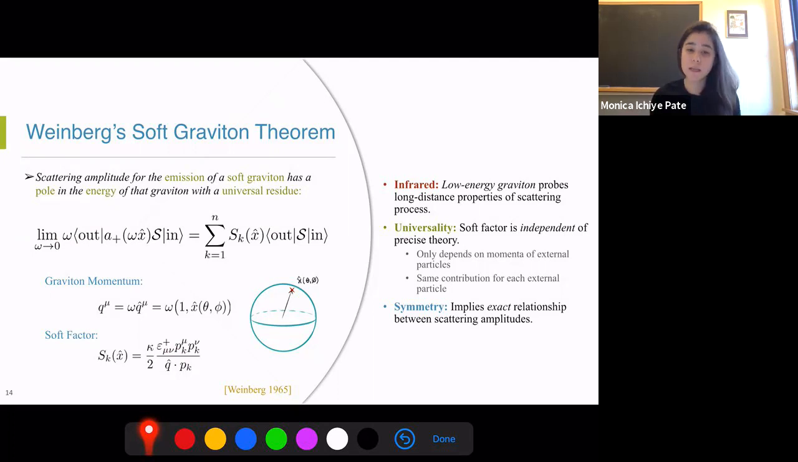So as I mentioned previously, this relationship among scattering amplitudes is typically regarded as a statement of universality that arises in the infrared sector, since it pertains to the scattering of a low energy graviton. And in particular, the way in which it is universal is that this soft factor is independent of the precise theory. So specifically, it only depends on the momenta of the external particles, but none of their other quantum numbers. And moreover, it takes a universal form for each particle. In other words, there's the same contribution for each particle. So now I'm going to explain how this exact relationship between scattering amplitudes can be understood as the consequence of a symmetry, which also provides a simple explanation for these universal aspects.